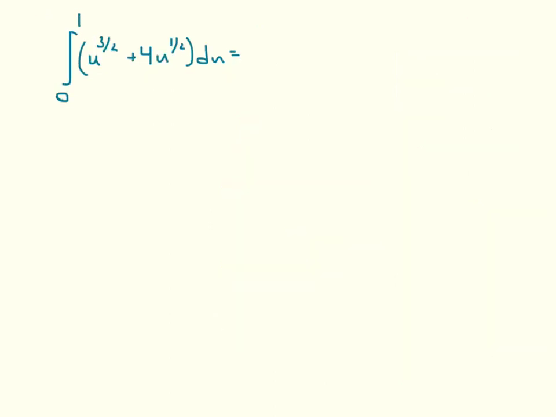Okay, now we just have a couple of power rules. U to the 3/2 is going to become u to the 5/2 times the reciprocal of that, which is 2 over 5. Then we've got 4u to the 1/2. The u to the 1/2 is going to become u to the 3/2 times the reciprocal of that, 2/3. And then we're going from 0 to 1.